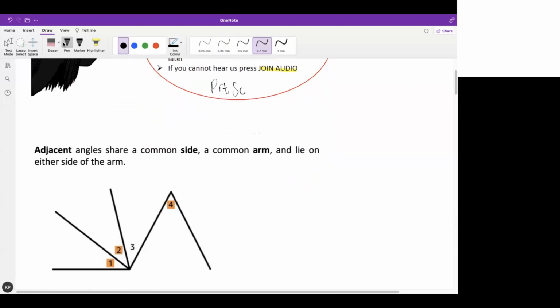Okay, I already see a mistake in this. It's not a common side, it's a common vertex. And speaking of which, what is a vertex? What is a vertex?